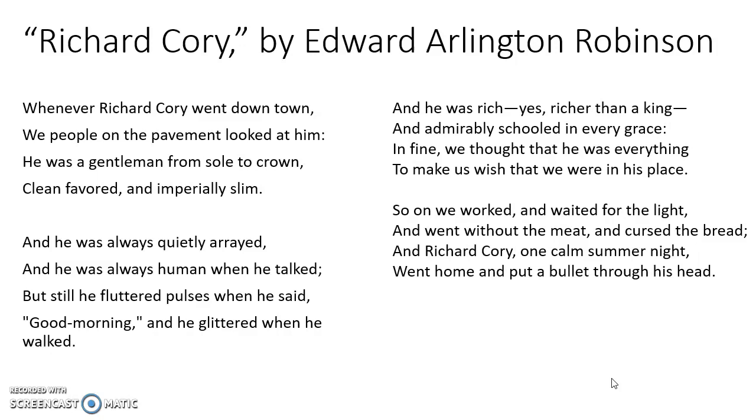So we have an implied narrator. There's not speech necessarily. There's not quotation marks. But we have a narrator, and it's really interesting because the narrator is plural. We people on the pavement looked at him. So there's two groups of people at least, right? Well, one group of people, the people on the pavement, and then you have Richard Cory. The people on the pavement live downtown. Richard Cory does not live downtown. He lives somewhere else, right? He is a gentleman. He is clean-favored, imperially slim. We'll talk about what those words mean as we look into the Oxford English Dictionary in just a moment.